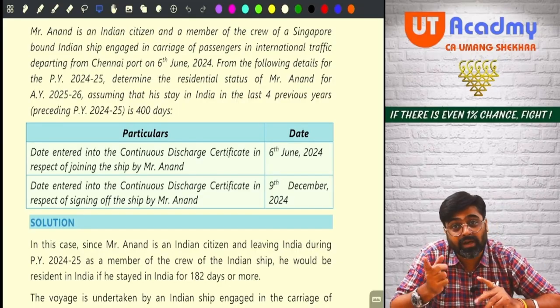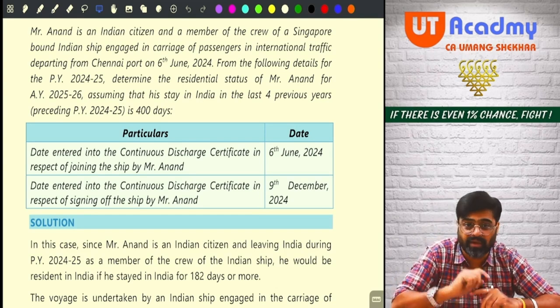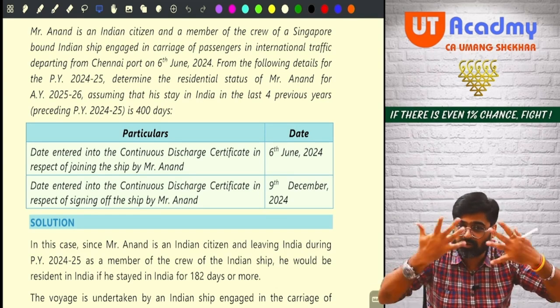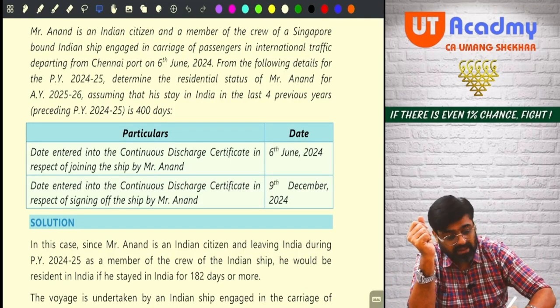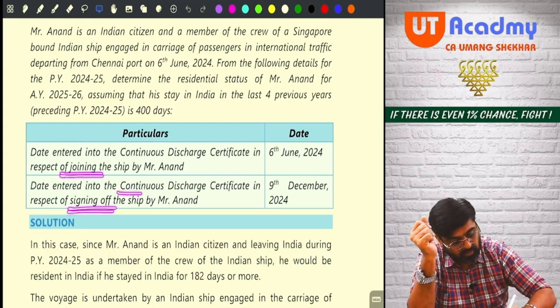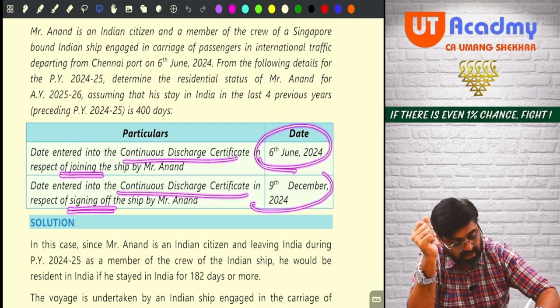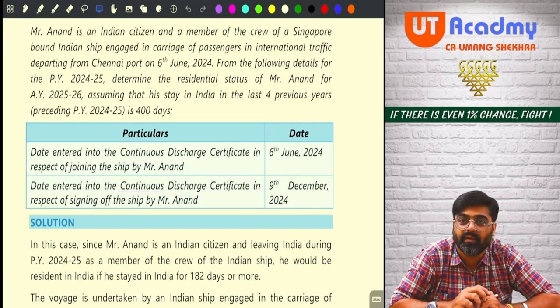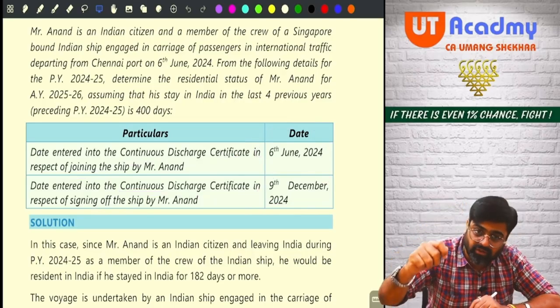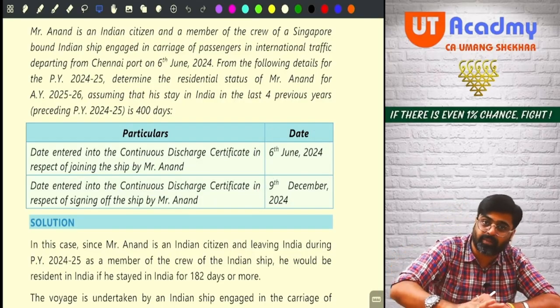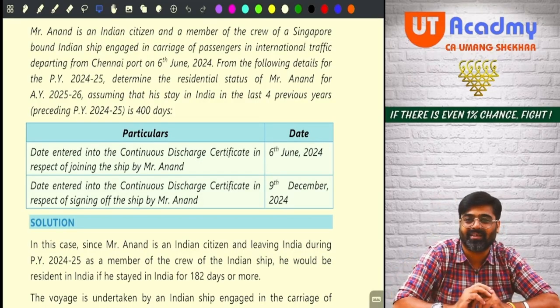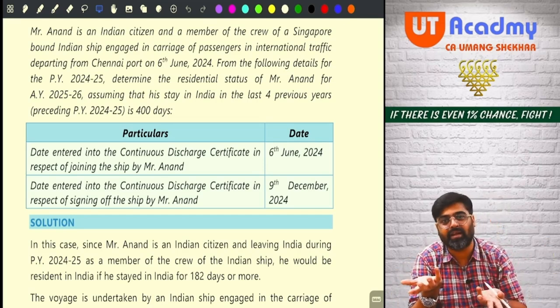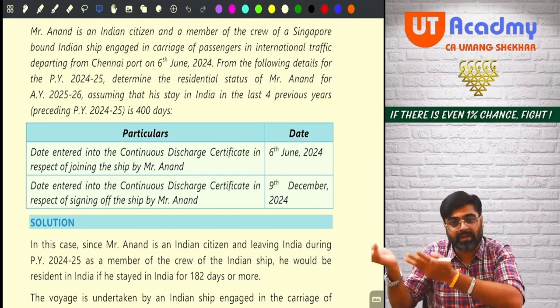And did I tell you, to determine the stay in India of such individuals, a certain period is not to be included as per Rule 126? The period starting from the date of joining and ending on the date of signing off as per the continuous discharge certificate. Can I say both the dates are given? So the period starting from 6th June and ending on 9th December will not be counted as your stay in India, because this is the period as per the continuous discharge certificate. Exclude this period; whatever remains is your stay in India. Only calculate the stay in India.